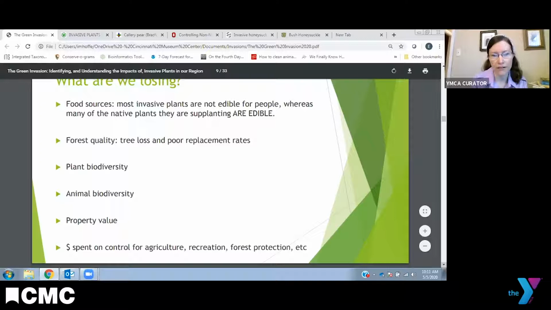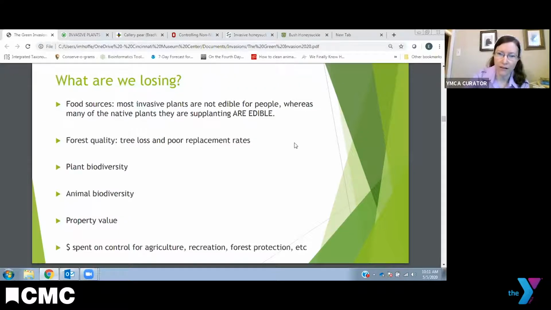Also, there is English ivy and euonymus that can actually pull down adult trees and juvenile trees. And that's also problematic. Okay, we're losing plant biodiversity, as we talked about, and animal biodiversity. So if you are an animal that relies on eating plants, which many of them do, and all of a sudden your ecosystem is full of plants that you can't eat, you're gonna have to move or you're gonna die. So the area is gonna have a decreased animal biodiversity.